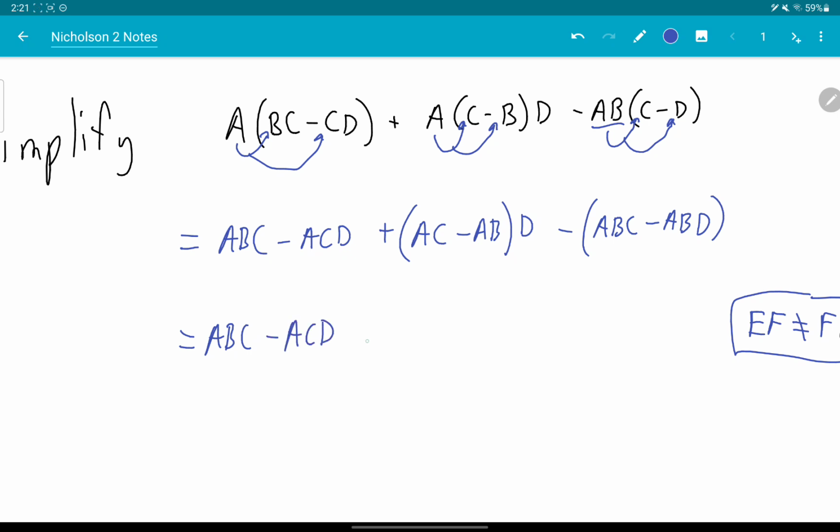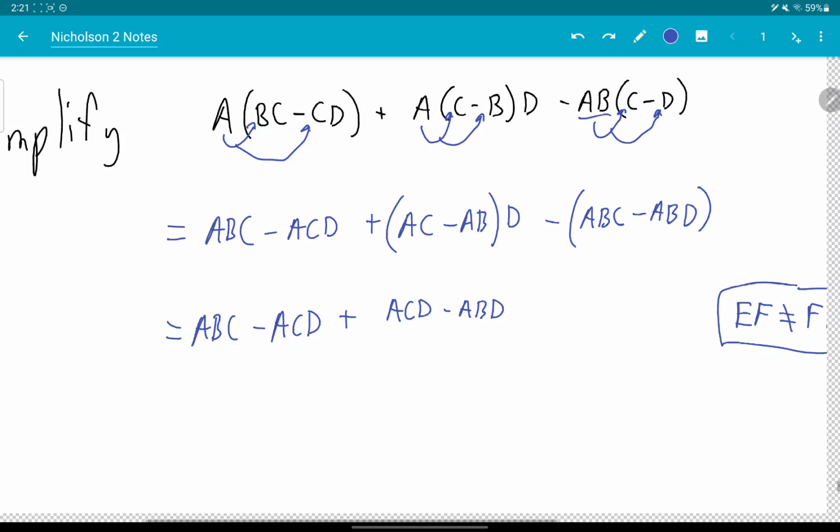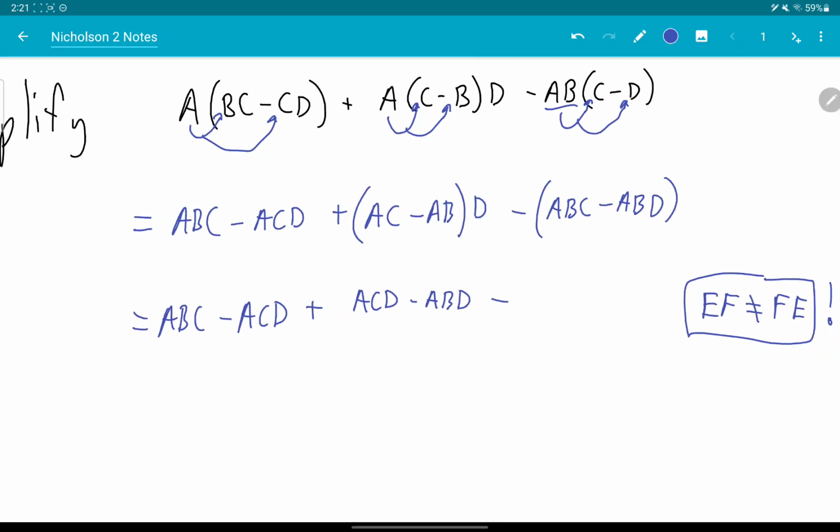Minus ACD plus, now I'll move the D in. Now the D here is appearing on the right of that bracket, so it must appear on the right of these two expressions. Now minuses, these distribute as usual. I guess that's not explicitly said in the theorem we just saw, but thankfully it does hold true still.